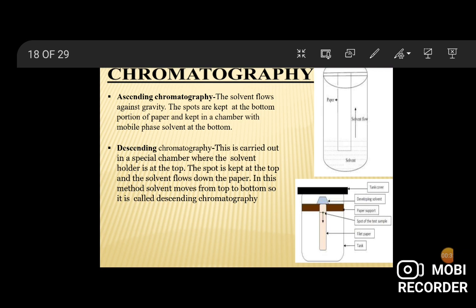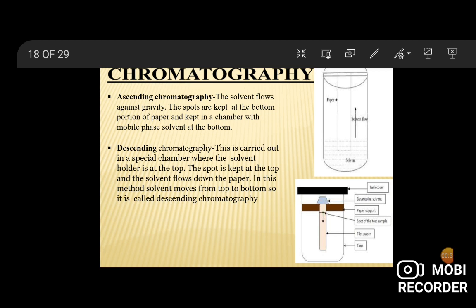So firstly we will discuss ascending chromatography. In ascending chromatography, the solvent flows against gravity. The spots are kept at the bottom portion of the paper, and the paper is kept in a chamber with the mobile phase solvent at the bottom.